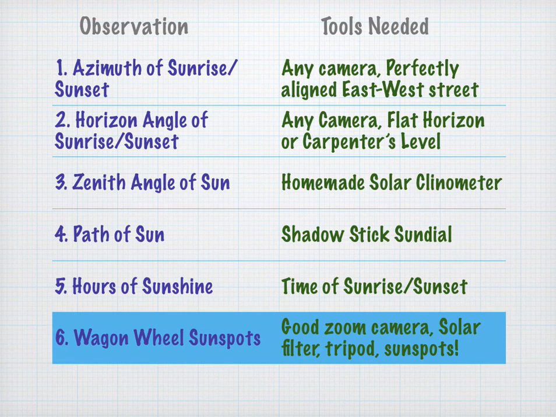In our next video, we're going to cover Wagon-Wheel Sunspots. What you'll need is a pretty good quality zoom camera, a solar filter, and a tripod, but this is only going to work in a time where we have active, visible sunspots, because then we're going to see the wagon wheel motion of them across the sun.